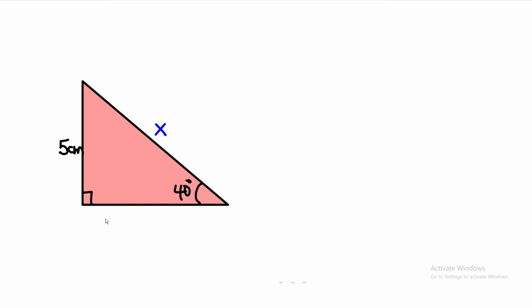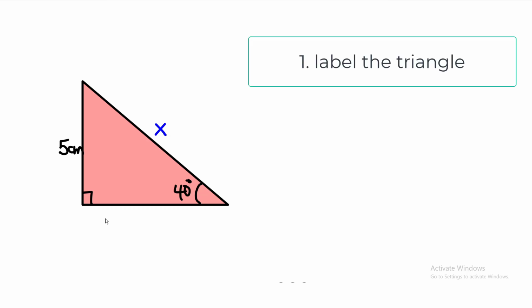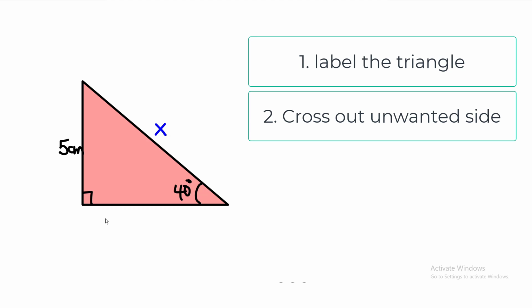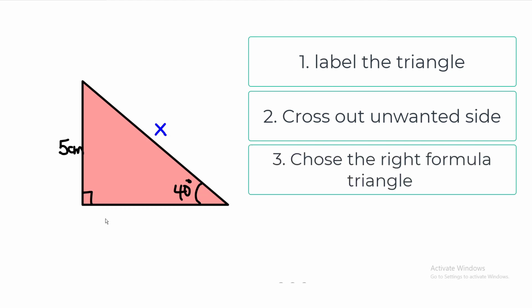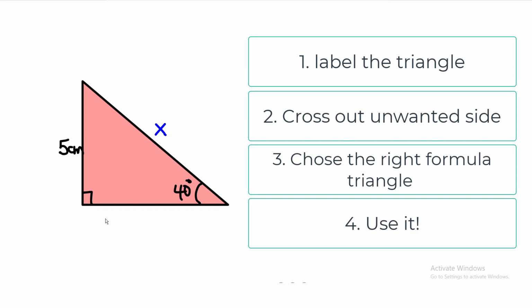Now, to solve this kind of problem, there are basic steps that you need to know. Step one, you have to label the right angle triangle. Step two, you have to cross out the side that you don't want. Step three, choose the right formula triangle. And step four, use it. These are the basic steps you take to solve a trigonometric question when you have to find the missing side.